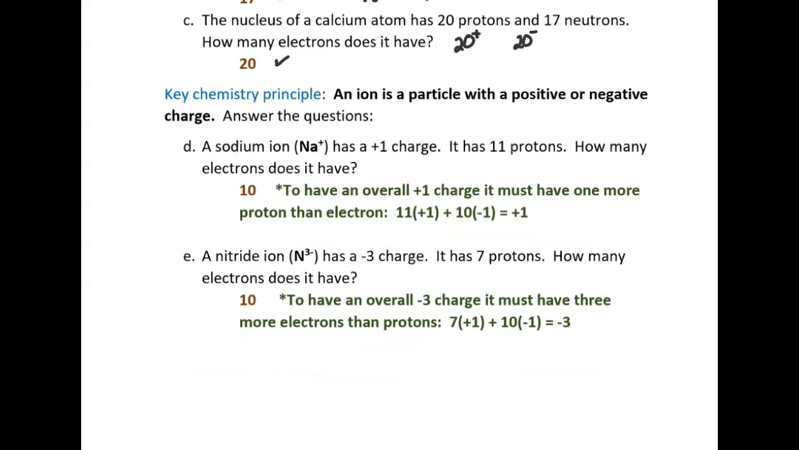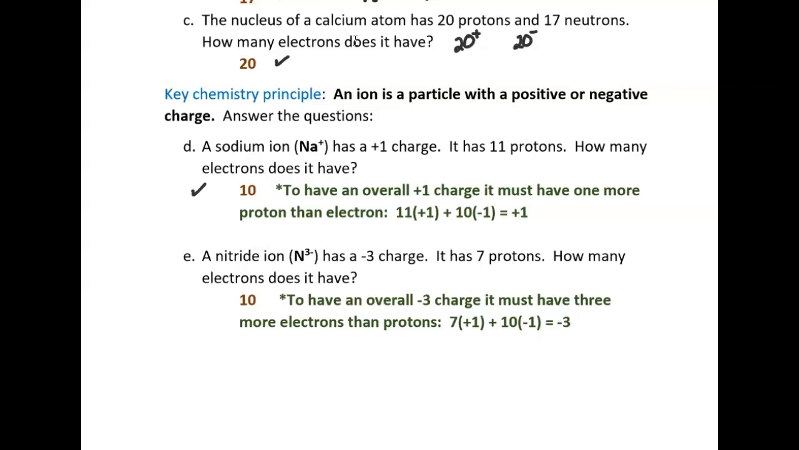Another important chemistry principle is an ion is a particle with a positive or negative charge. Question D, a sodium ion has a positive 1 charge. It has 11 protons. How many electrons does it have? It has 10 electrons. And the justification is shown in green ink.